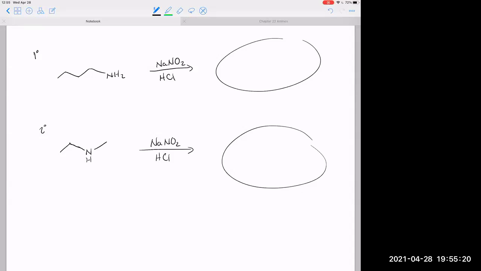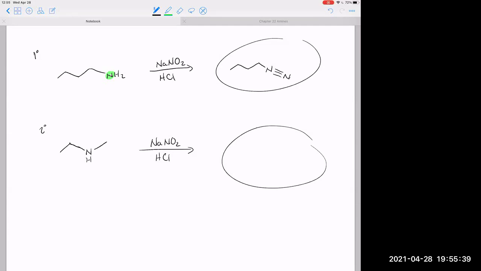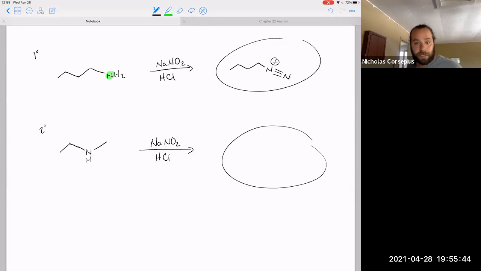Is the primary one a diazonium salt? Yeah, so this is going to be, what I'm going to do is replace the nitrogen. I've got the same number of carbons, all that good stuff. But now my nitrogen, instead of being bound to two hydrogens, is bound to another nitrogen with a triple bond, which means this one has a plus charge. And so there's going to be a counter ion here.